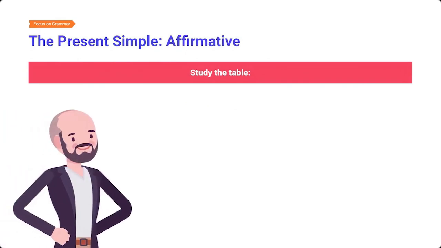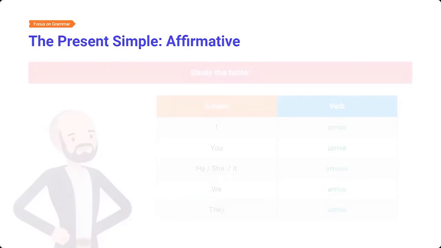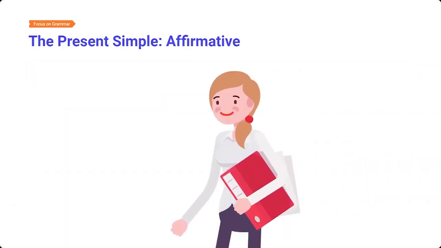The present tense in the affirmative form. Study the table. I arrive. You arrive. He arrives. She arrives. It arrives. We arrive. They arrive. In the affirmative form of the present simple, we use the subject, then the verb. I arrive at work at 8 a.m.